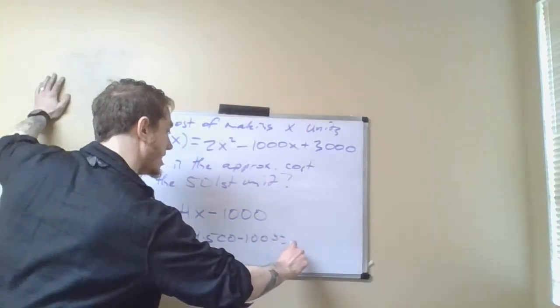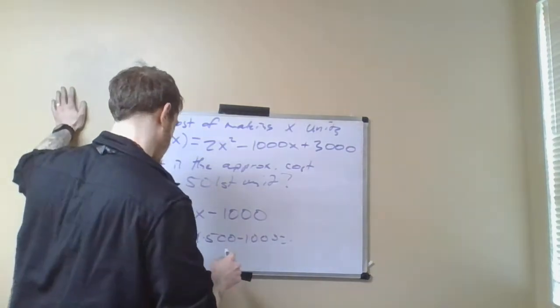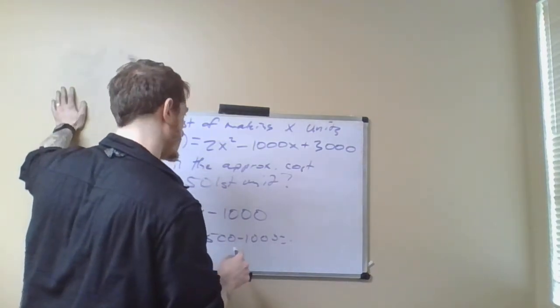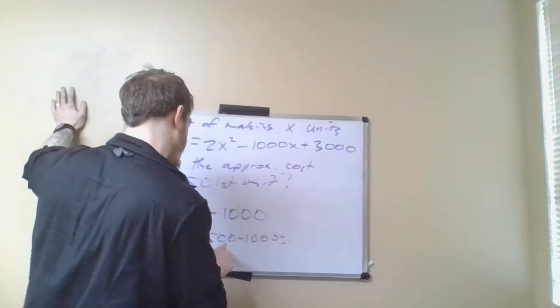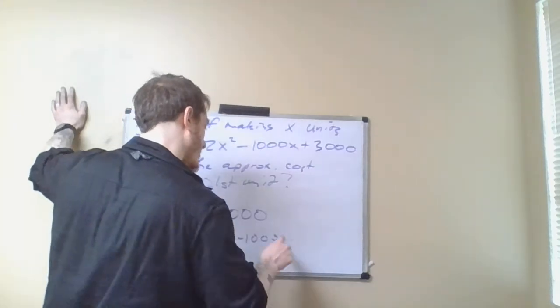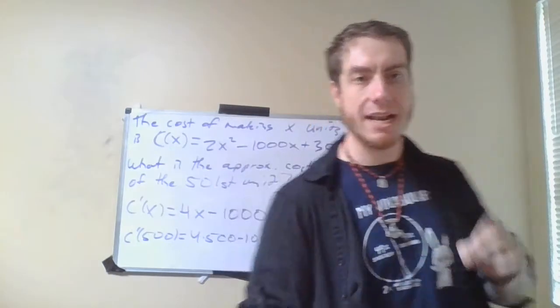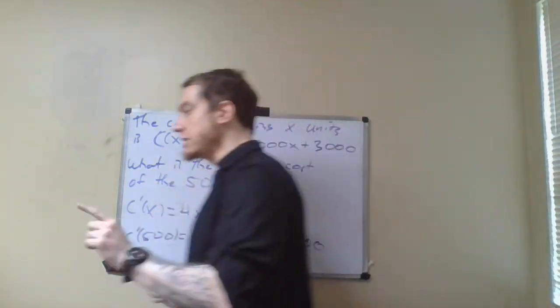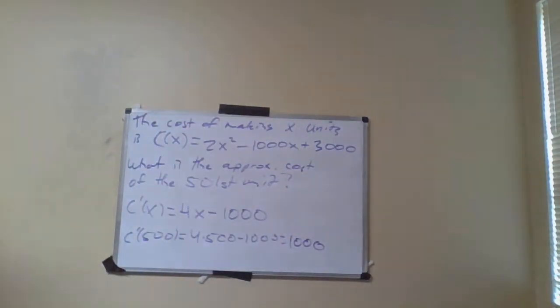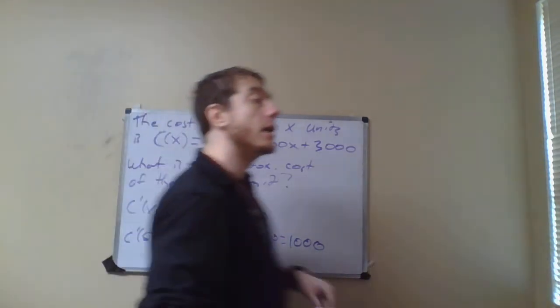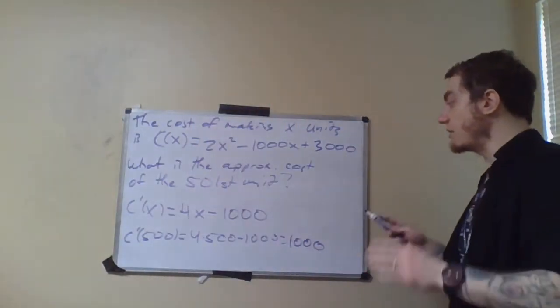That comes out to be, why am I confused now? This is going to be 4 times 500 is 2,000, minus 1,000 is 1,000. Wow, okay, I just had trouble subtracting 2 and 1. So yeah, that's how this is going right now. Okay, hopefully you guys followed what was happening here.